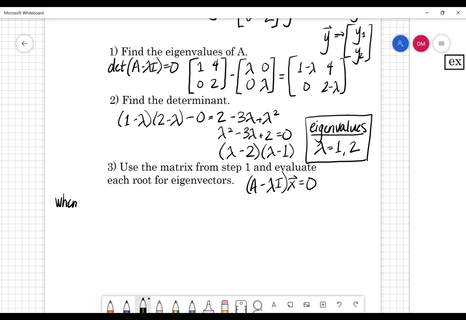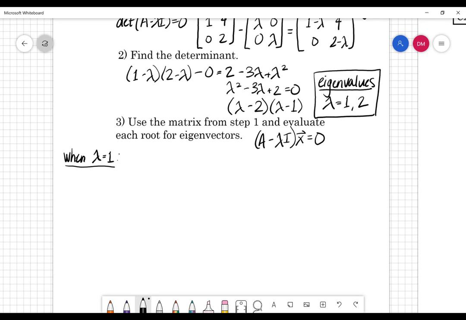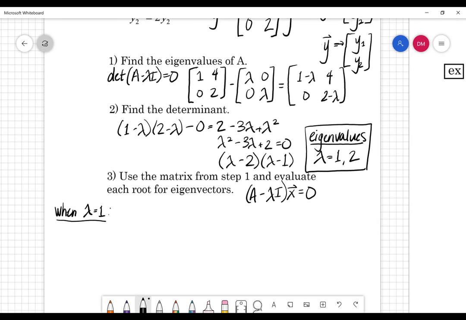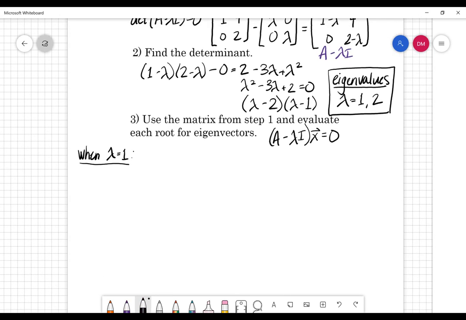So when lambda is equal to 1, we'll go through that process this first time. So when lambda is equal to 1, keep in mind that my A minus lambda identity matrix, we already found that. It's this matrix right up here. So I'm just going to notate that. This is A minus lambda identity. That's what we want to use down here.